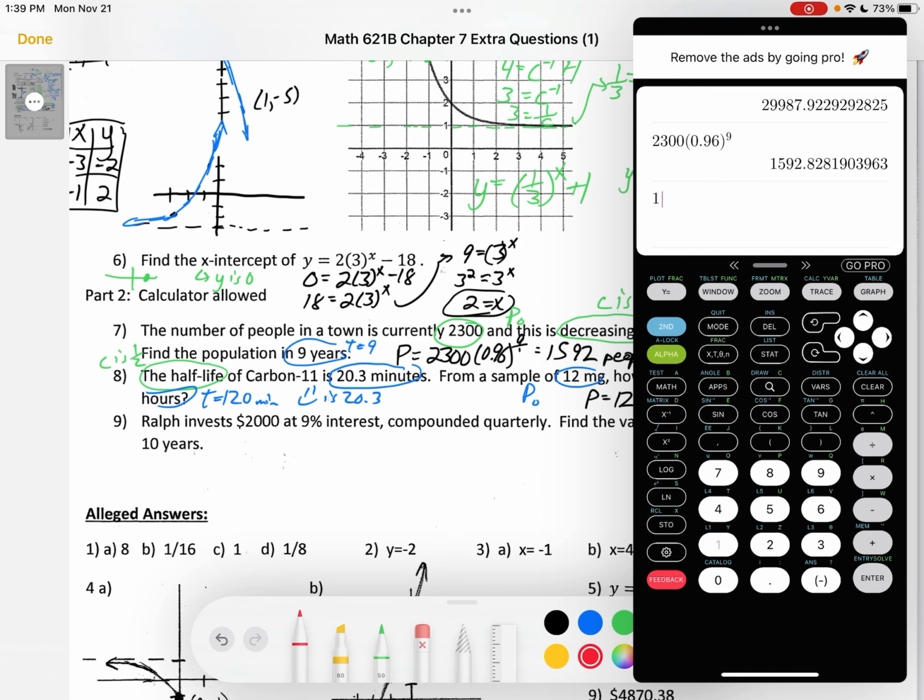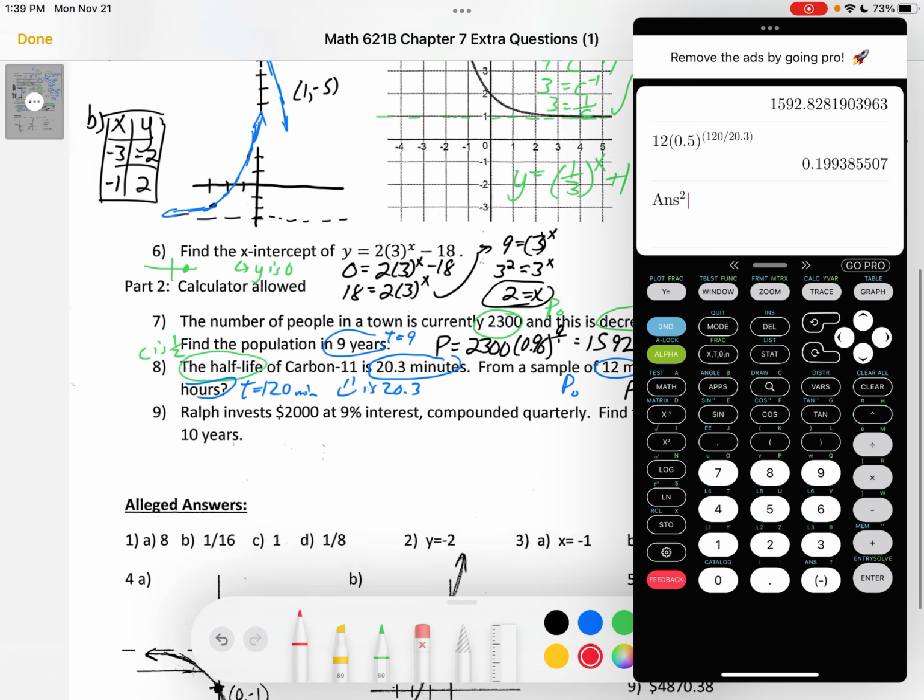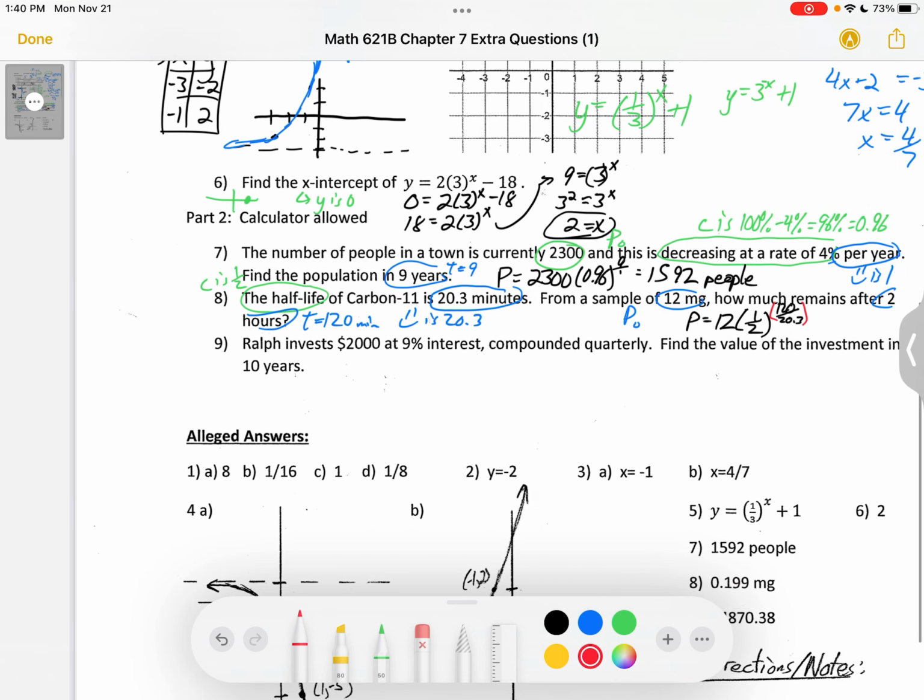So let's plug this in. 12 times 0.5 to the power of, extra brackets, 120 divided by 20.3. Okay, and we just hit equals. We get 0.199 milligrams. Okay, and that is the answer.